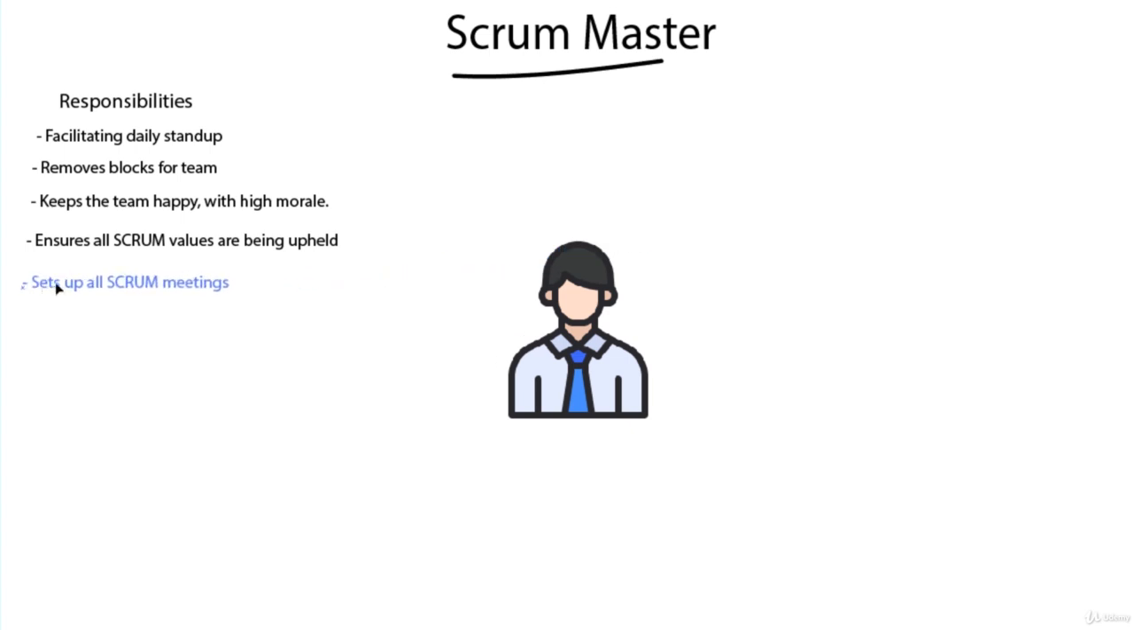And because of that, one of their responsibilities is to set up all Scrum meetings. So the Scrum meetings are going to be the sprint planning, the daily stand-ups, the sprint review, and the sprint retrospective. They're going to try to set this up, and they're going to facilitate those meetings. Now, they're not the ones crunching most of the data for that stuff. In a sprint retrospective, they're definitely going to be more of a leader than anything else.